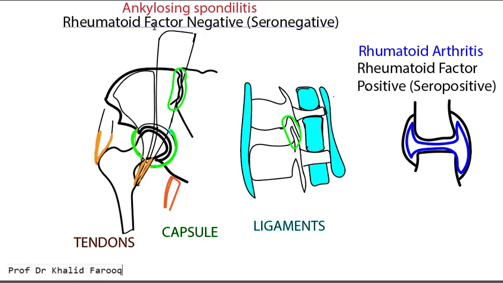We are discussing ankylosing spondylitis. This is a chronic inflammatory process which basically involves tendons, joint capsules, and ligaments.